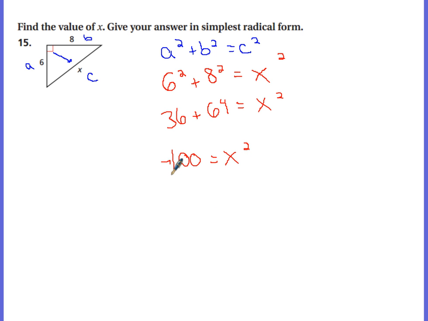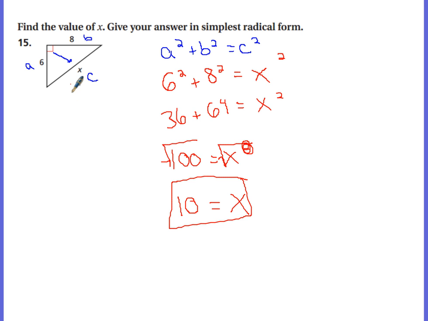And then you take the square root of both sides to get rid of this square. Okay, so that'll just take us down to what's x? Well, x is 10. So that side there is 10 long.